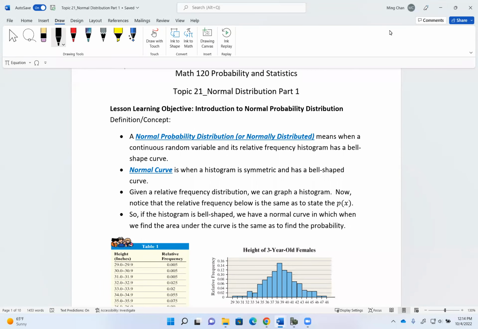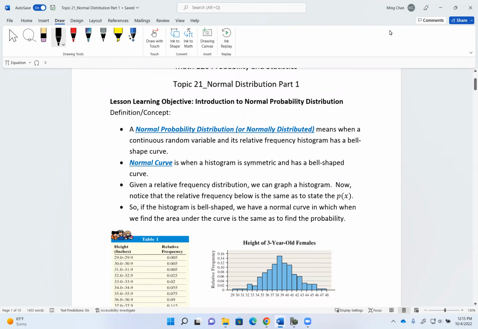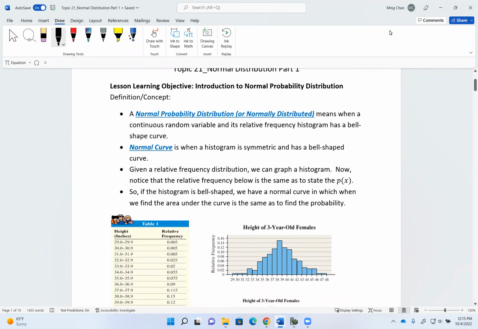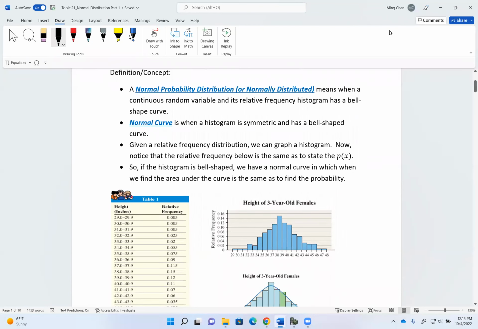That means a continuous random variable x whose relative frequency histogram has a bell-shaped curve. We looked at the bell-shaped curve before in the previous topic. When your histogram looks like a bell-shaped curve, we call that distribution normally distributed. So a normal curve is when a histogram is symmetric and has a bell-shaped curve.